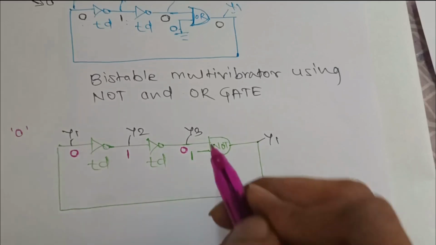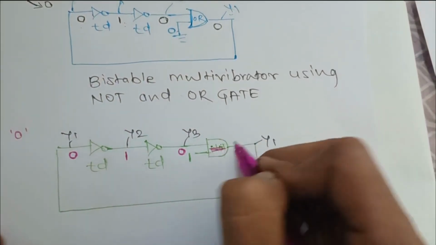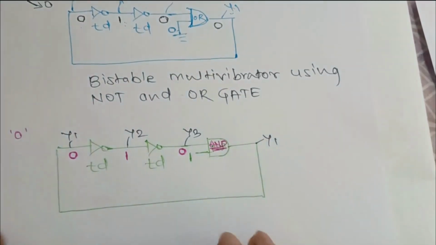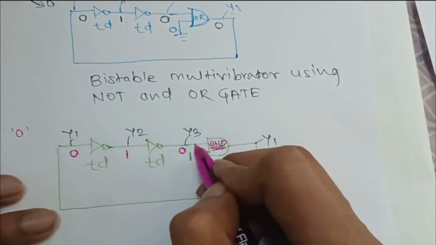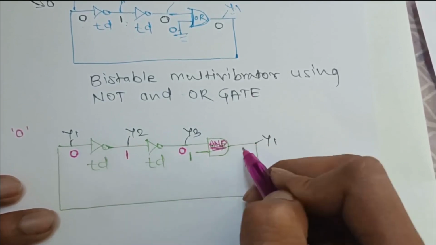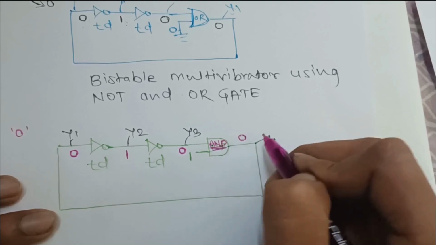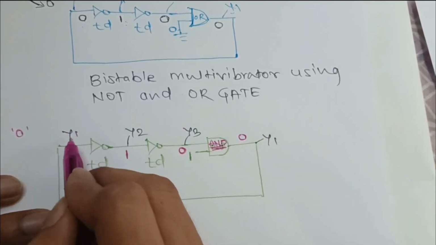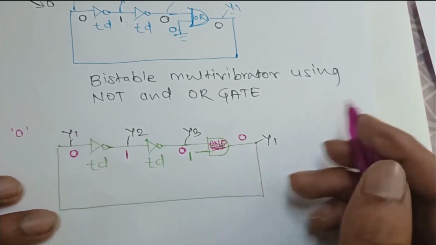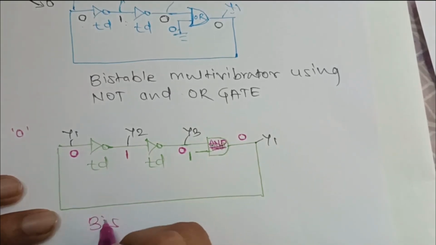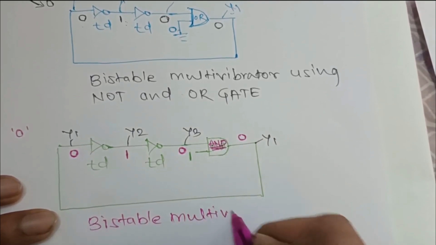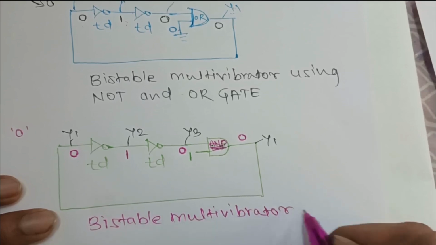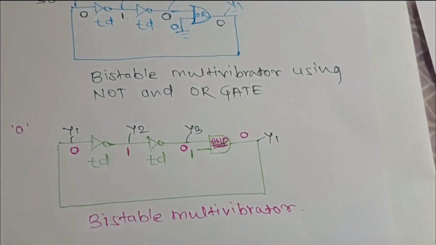And this is the AND gate, sorry, my mistake. y3 is given as one of the inputs to the AND gate, so 0 AND 1 is nothing but 0, right? So ultimately we got y1 as 0. If you check, our initial y1 and this are the same, so this acts as a bistable multivibrator. Hope you got what exactly a bistable multivibrator is and how it is constructed.